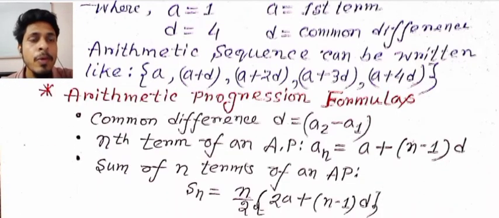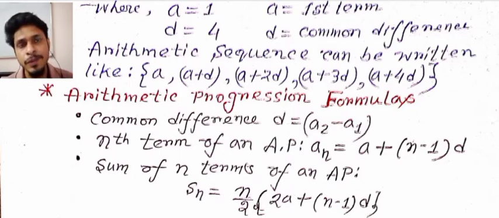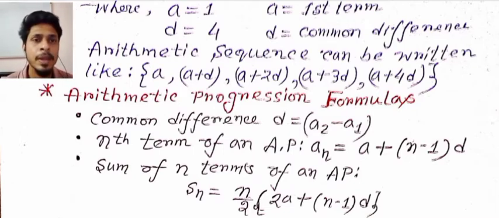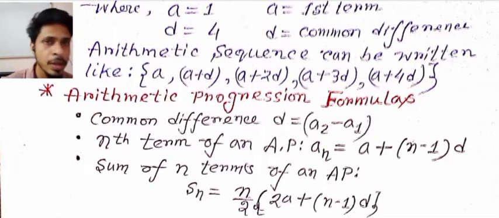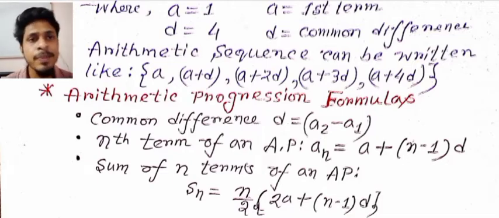We get these formulas from arithmetic progression. The first is the common difference. What is common difference? Common difference means the difference between consecutive terms, where the previous term is subtracted from the next term. And what is the nth term? For the nth term, let's take this example.